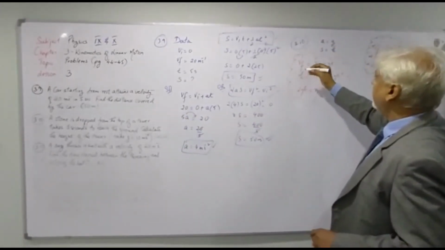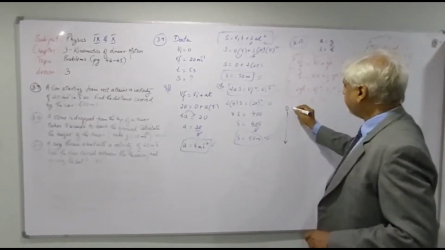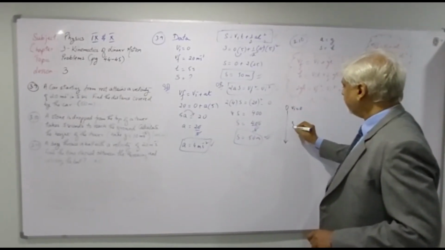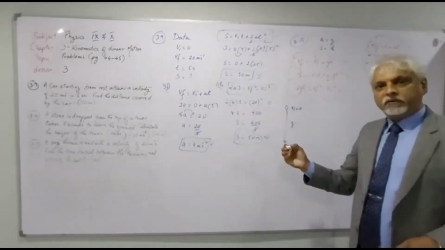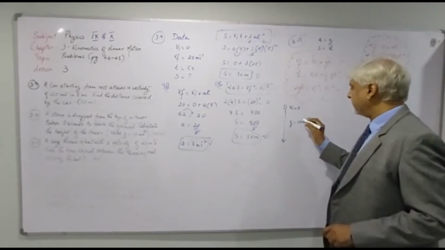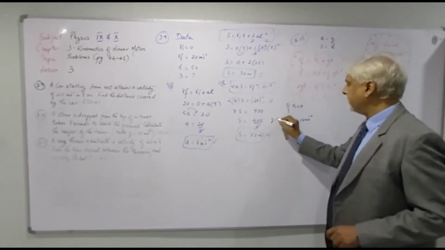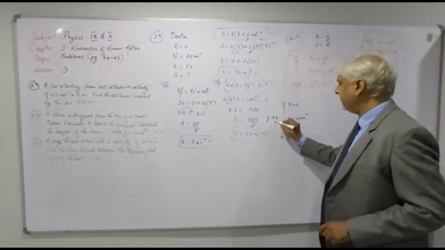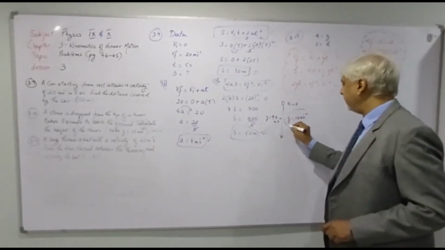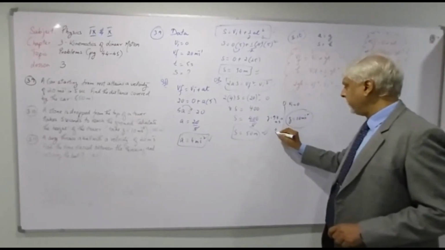So when any object is falling from the top, remember I said Vi is equal to 0, and the value of g is always taken as 10 meters per second squared. It's approximately 10 meters per second squared. In some books it's mentioned as 9.8 meters per second squared. So we take it as 10 meters per second squared for a body moving downward, and the value of g will always be positive.